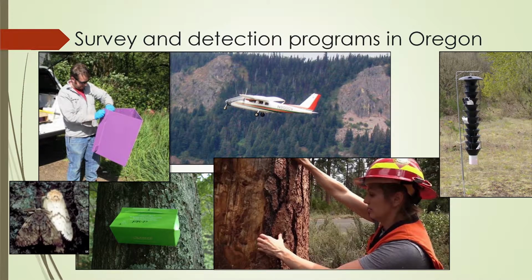The state has many different ongoing methods of survey and detection of invasive forest pests and diseases. Agencies such as the Oregon Department of Forestry and the Oregon Department of Agriculture routinely survey the state for emerald ash borer using purple panel traps, or for European and Asian gypsy moth using these green pheromone traps. Sentinel sites in key areas across the state, such as along transportation corridors and the Columbia River, are surveyed for newly arriving exotic wood borers, ambrosia beetles, and bark beetles.